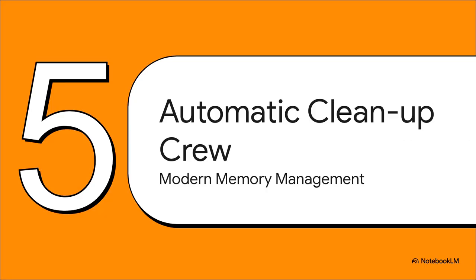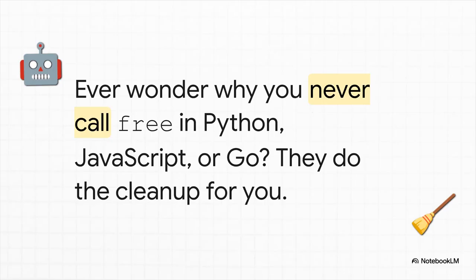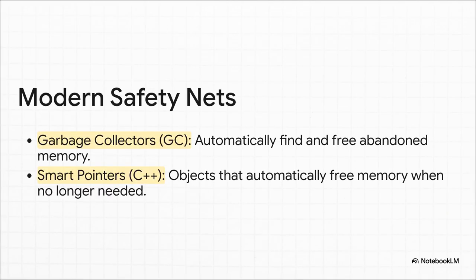So right about now, if you're a programmer who uses a more modern language, you're probably thinking, hold on a minute, I've never had to do any of this. And you're absolutely right. So let's connect all this back to the tools you probably use every single day. I mean, really, have you ever wondered why you don't have to manually call free when you're writing in Python or JavaScript or Go? It's because those languages have systems that do all the dirty work for you. They basically have an automatic cleanup crew. These safety nets usually come in two main flavors.